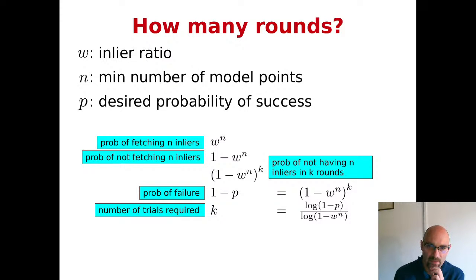If I have 8 points, this will be W to the 8, right? So it will be, in our case, 0.2 to the 3, or 0.2 to the power of 8. Which is a rather small number, a rather small number that decreases exponentially with the minimum number of model points, so with the size of our solver.